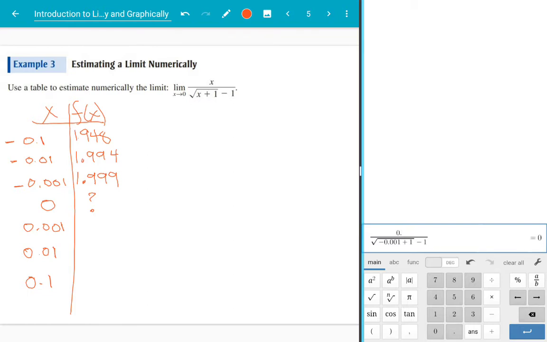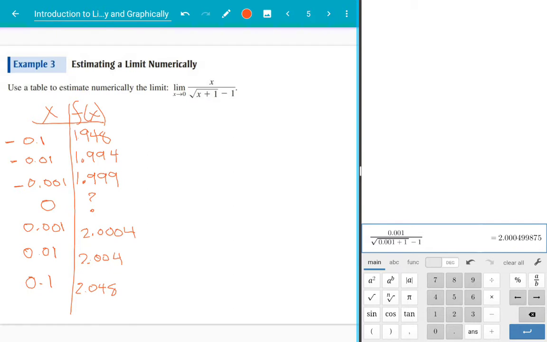We have 0.1. So we have 2.048. If I put in a 0 before the 1 here, let's see what happens there. I get 2.004. And then add another 0 in front of that 1, and I get 2.0004. Okay. All right. So it looks a little obvious here.